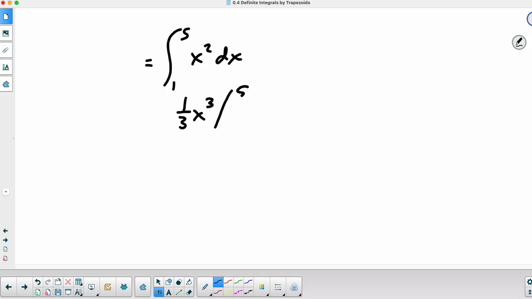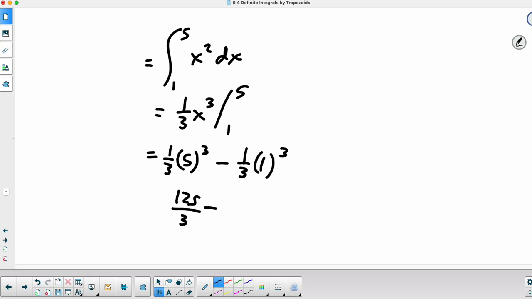I'm going to plug in 5. I'm going to plug in 1. And so this is what it's going to say. I'm going to have 1/3, plug this 5 in, 5 to the 3rd power, minus 1/3, plug 1 in, 1 to the 3rd power. 5 to the 3rd power is 125 over 3. 1 to the 3rd power is 1. My answer is going to end up being 124 over 3. And again, 124 over 3, Mr. Roy.